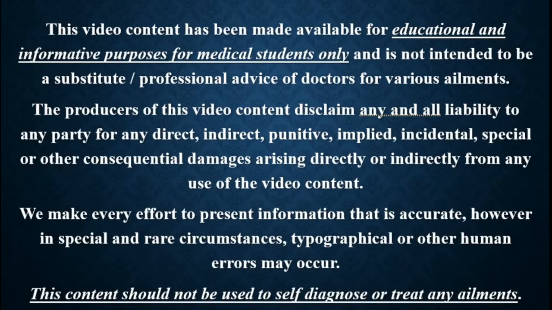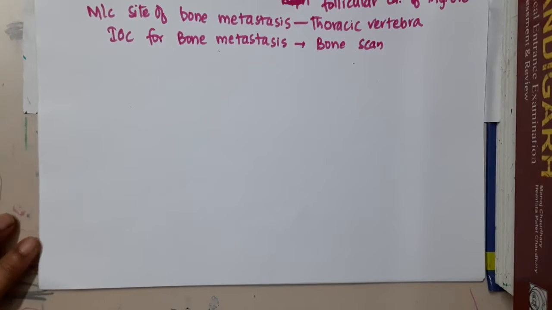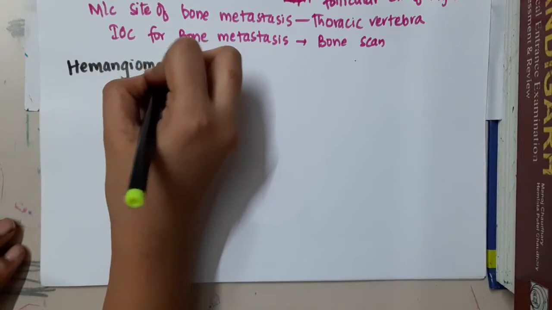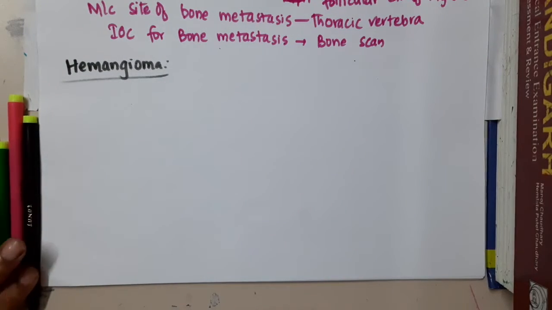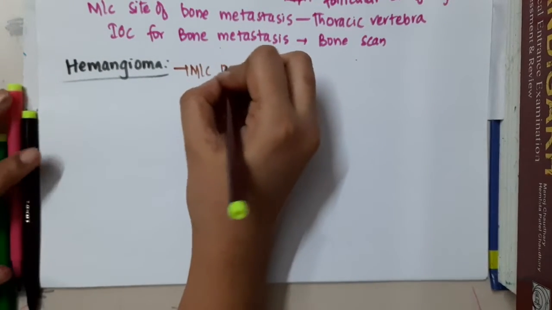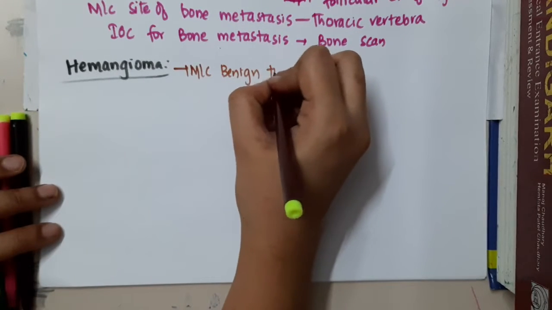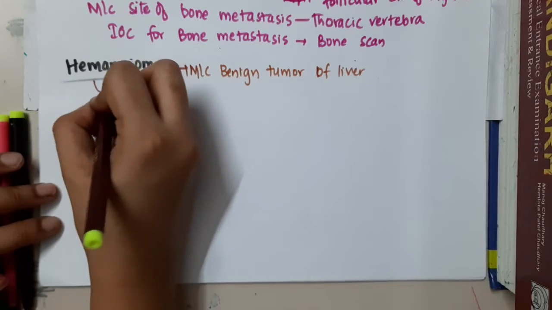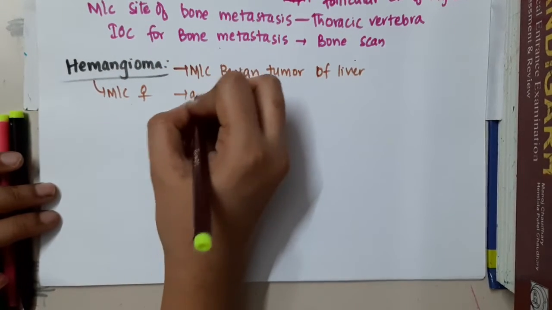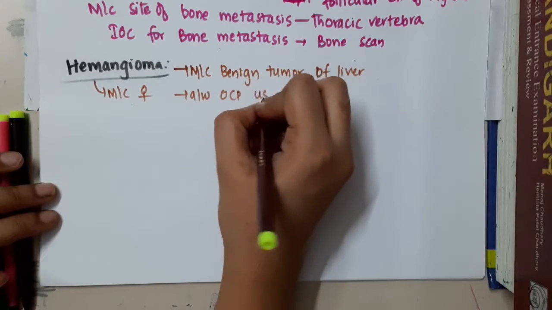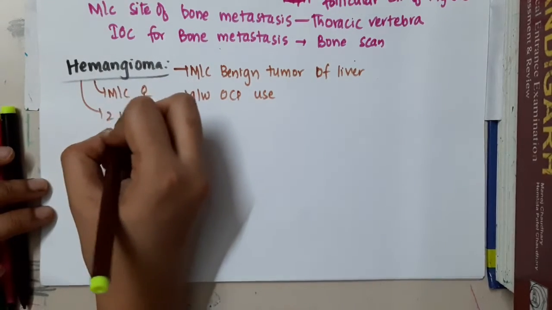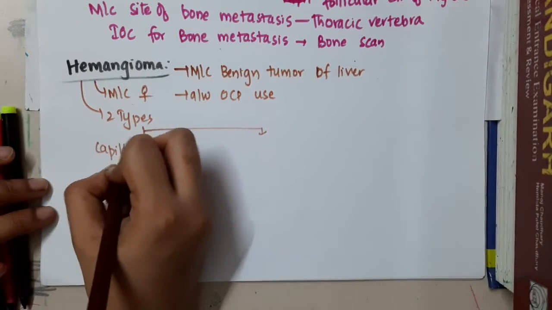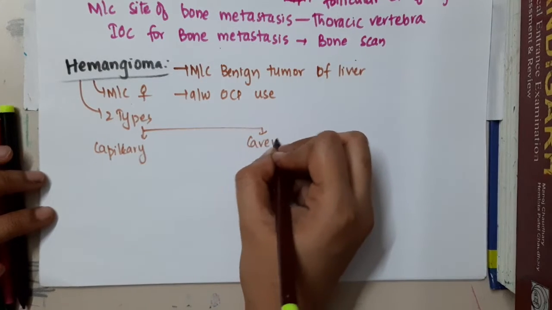In this lecture, we will learn some important points about hemangioma. Hemangioma is the most common benign tumor of the liver. This is most commonly seen in females and it is associated with oral contraceptive pill use. There are two types of hemangioma seen: one, capillary hemangioma, and second, cavernous hemangioma.